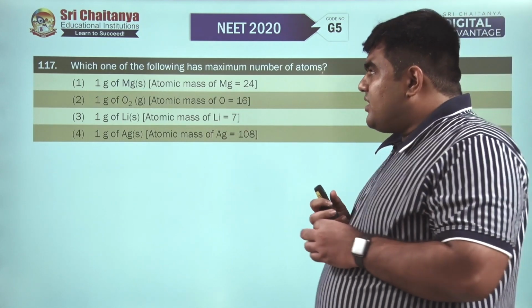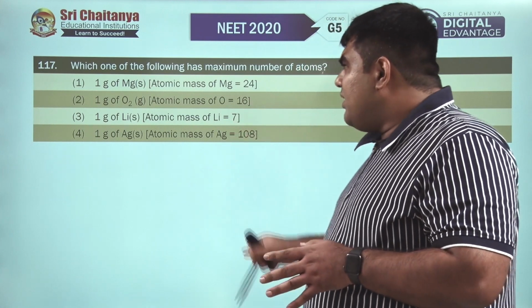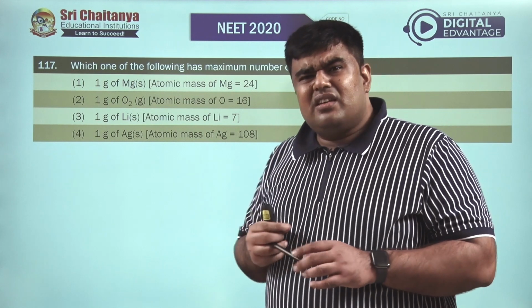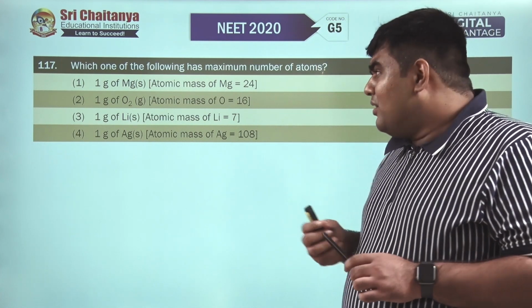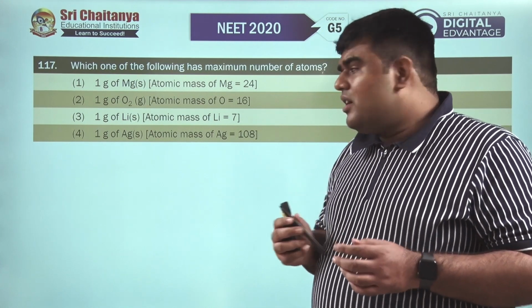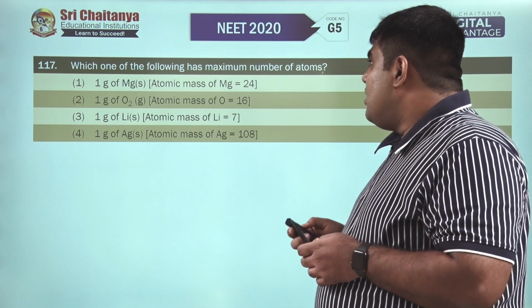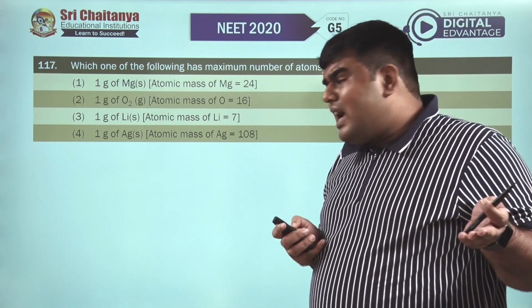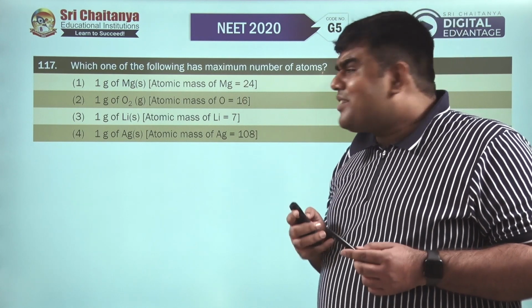Moving to question number 117, which one of the following has the maximum number of atoms? We have been given 1 gram of magnesium, 1 gram of O2, 1 gram of Li, and 1 gram of silver. Now we know that the atomic mass of lithium is minimum. That means the number of moles of lithium is going to be maximum. So will be the number of atoms, because the number of moles will be high, so the number of atoms will be high. Looking at the options, we can easily say the third option is correct for question number 117.